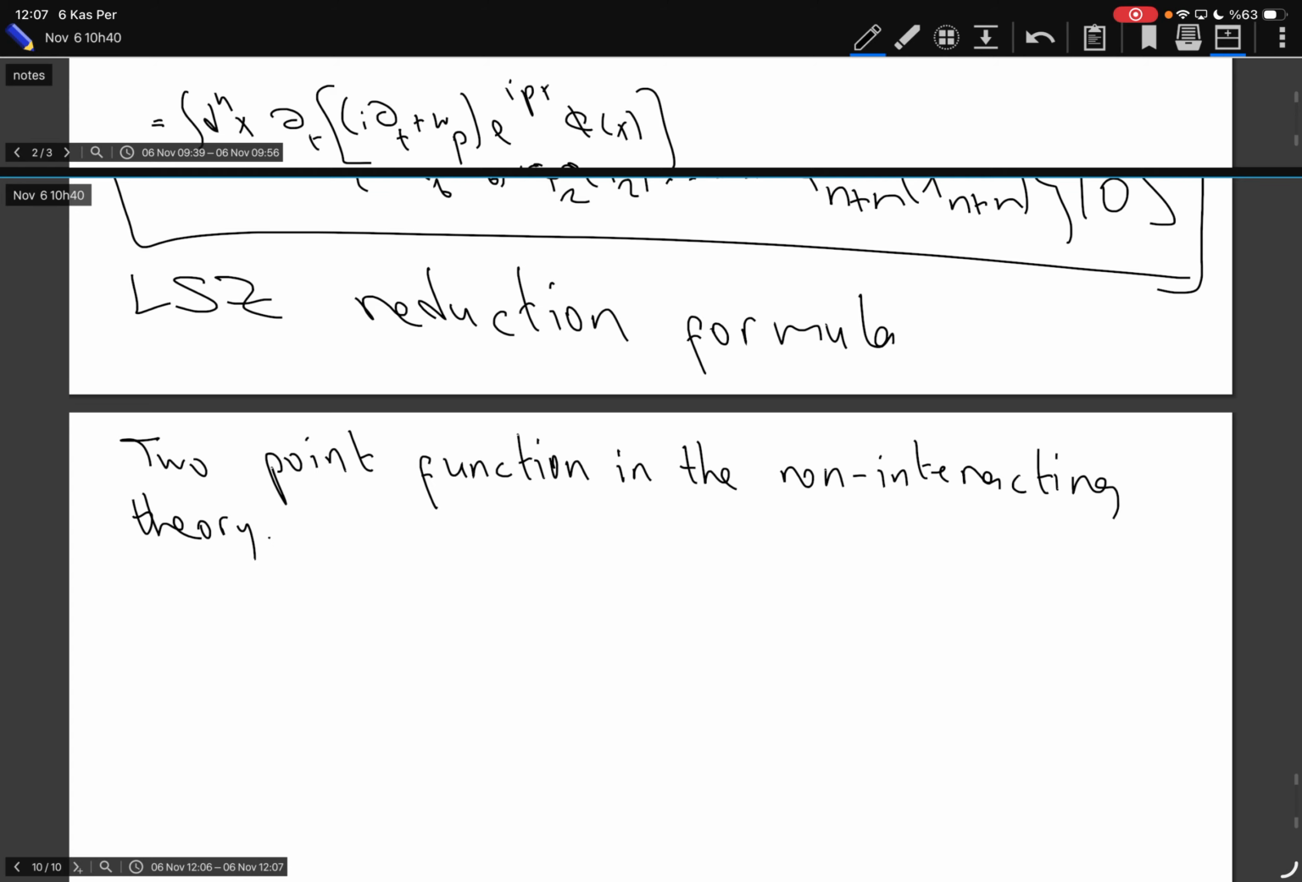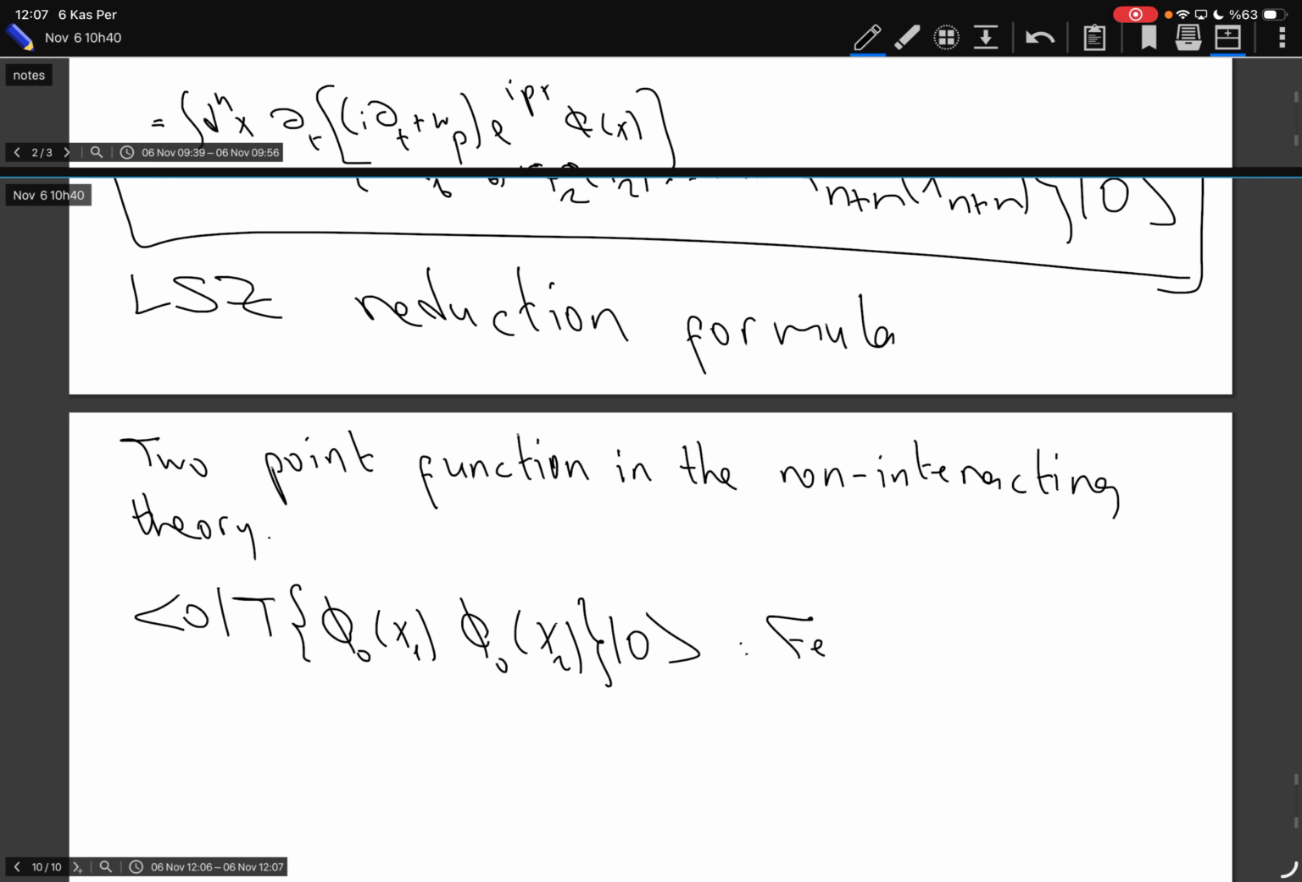Let me also consider just the real scalar field. So this is what I would like to calculate. Now later on, all the n-point functions will in fact be written in terms of this 2-point function. This is the so-called Feynman propagator.